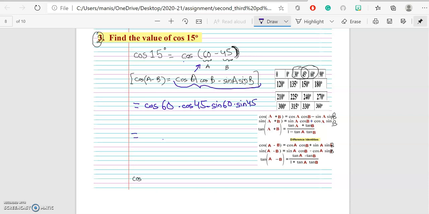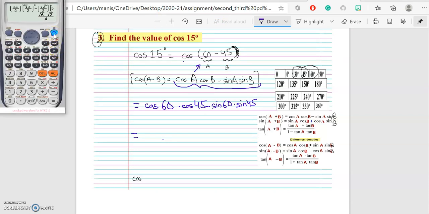Now we need to find the answer. Now I will show you an alternate way to do this problem. I will type cos 60 and close the parentheses, times cos 45. I gave you a different method in the first problem, and now I'm giving you a different method in the second problem. Minus sine 60, but you will need a graphing or a scientific calculator for this, times sine of 45. So the alternate method is this also.